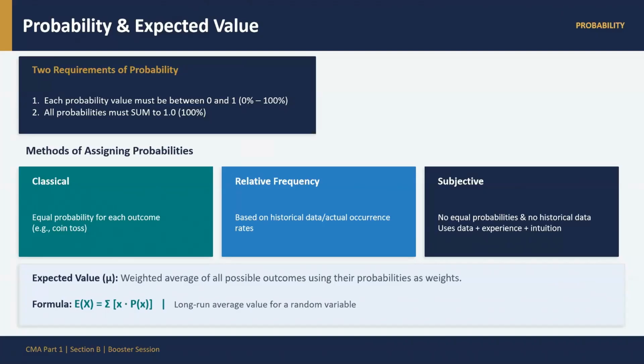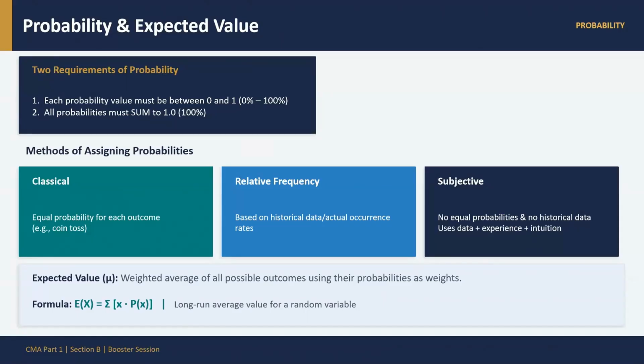Then comes subjective. Subjective is the most complex one. At the same time, when compared to the three, it is the most accurate one as well. Here, there are no equal probabilities and no historical data. So here it will use the data plus experience plus intuition. That means actual data, whatever you have got, plus your experience.